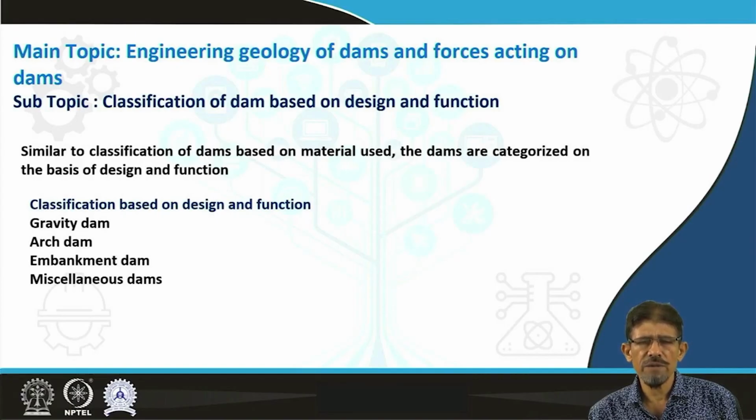The dams can be categorized as gravity dam, as arch dam, as embankment dam, and in addition to this we have some miscellaneous type of minor dam similar to the design based structure of dam. So first we are going to elaborate about gravity dam. Gravity dam is a very ideal type of dam. It is also called as engineer dam.